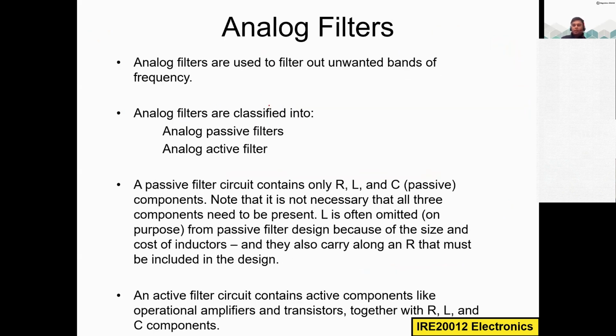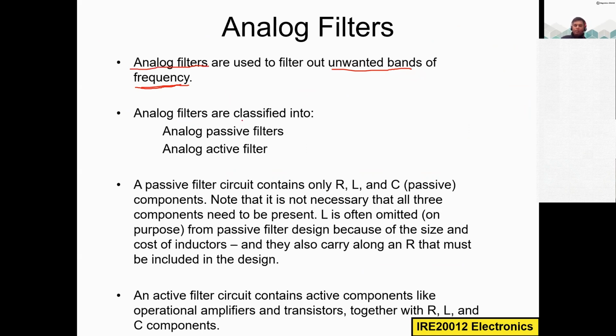Analog filters. Analog filters are used to filter out unwanted bands of frequency. So now you know the meaning of unwanted bands of frequency. It really depends on the application. If you want to pass only low frequencies, or only high frequencies, or only a specific band of frequency, or if you want to stop a specific band of frequency, then you can use analog filters.